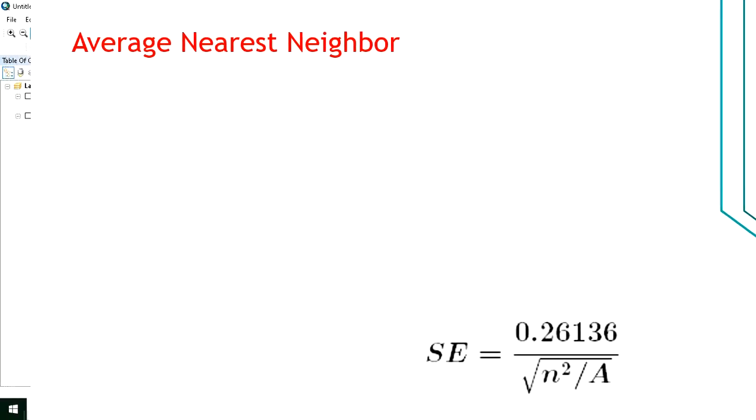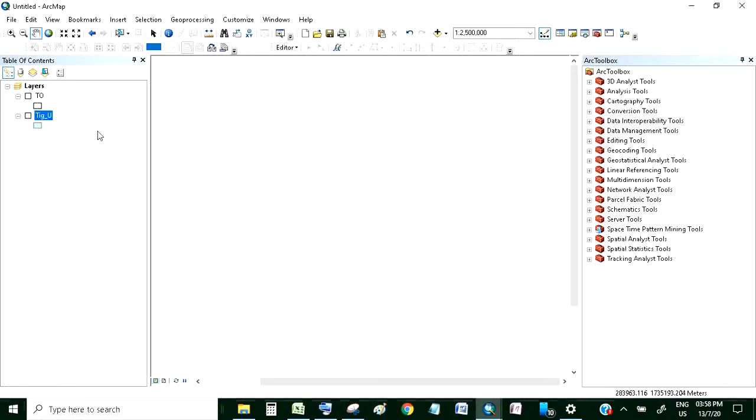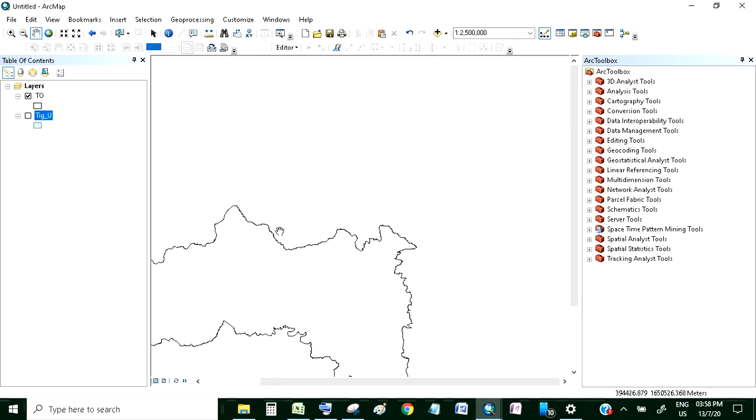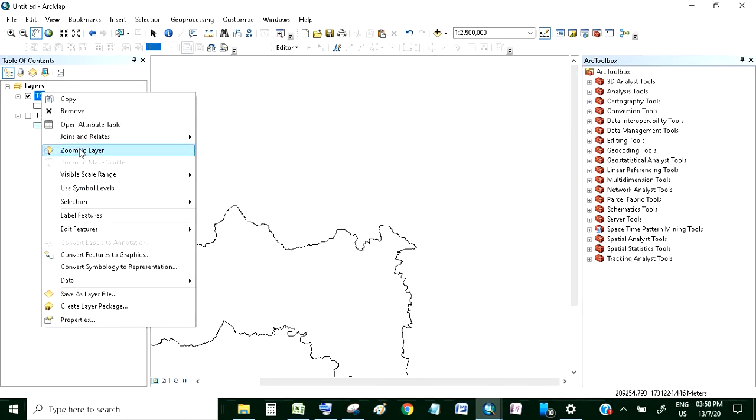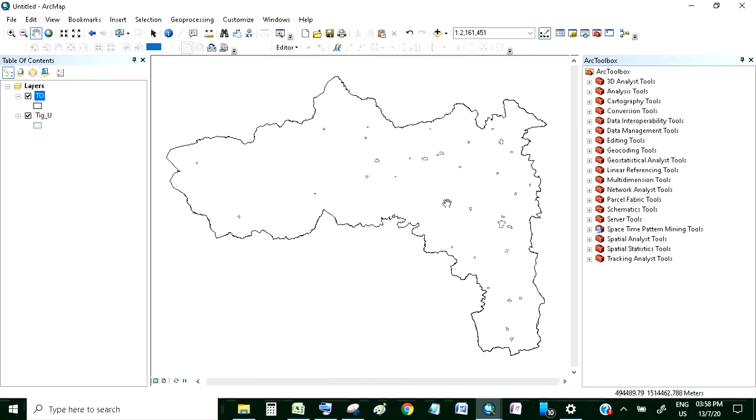Okay, then here I'm open with my software ArcMap. On the left hand side is the table of contents where my data is. On the right hand side is the toolbox. So let me introduce my data first. This data belongs to Tigra region, and within Tigra region, these are the major settlements, the urban settlements.